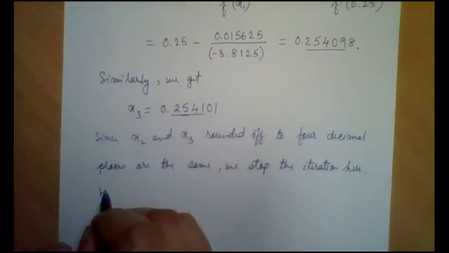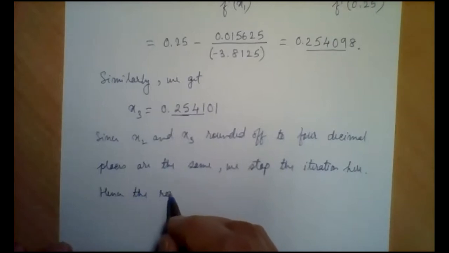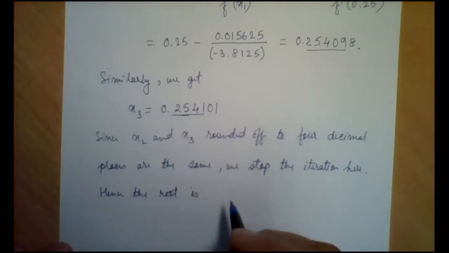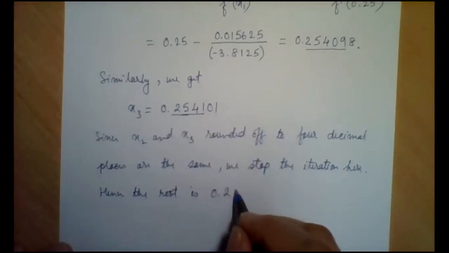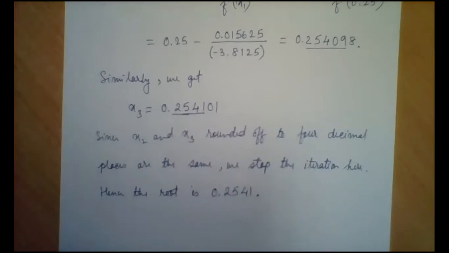Hence, the root is 0.2541. Stop. Okay. So this is one example of the Newton-Raphson method.